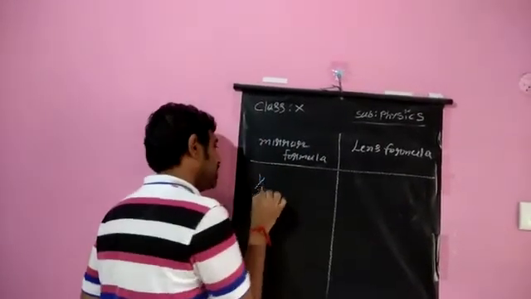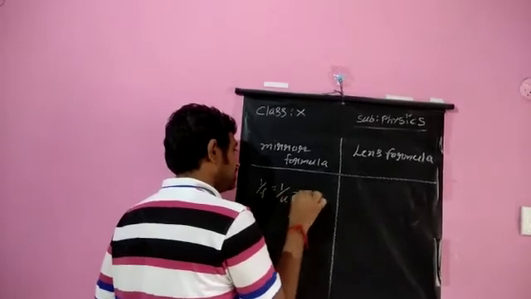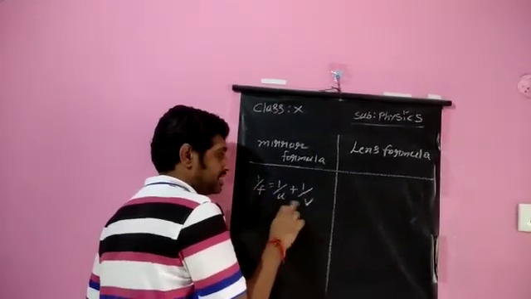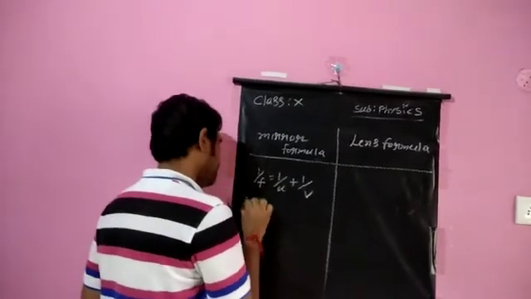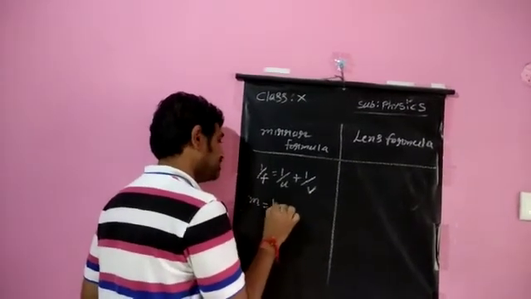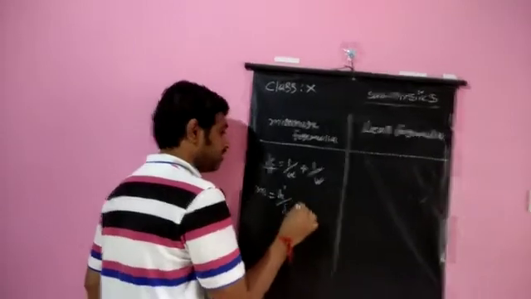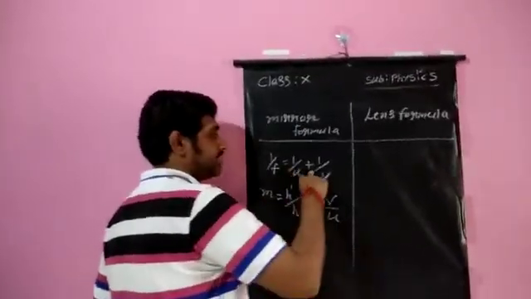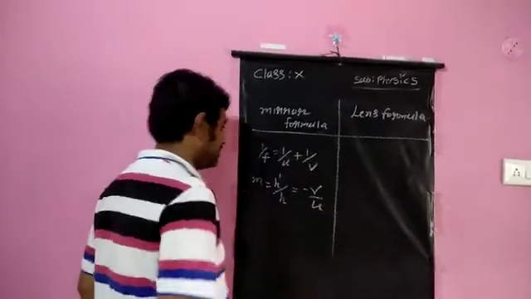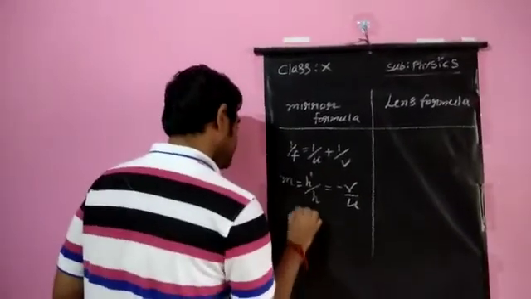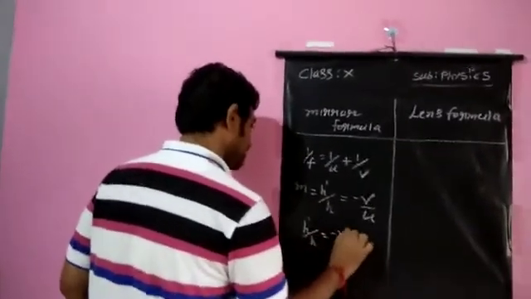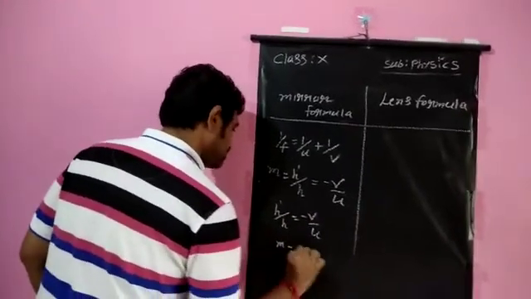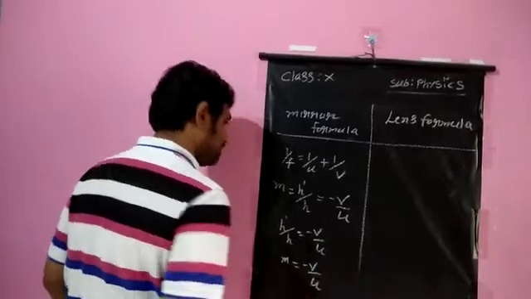For the mirror formula, 1 by f equals 1 by u plus 1 by v, which we have done. f is focal length, u is object distance, v is image distance. Magnification is given as height of the image by height of the object, that equals minus v by u. This can be written in different forms: h dash by h equals minus v by u, or m equals minus v by u.